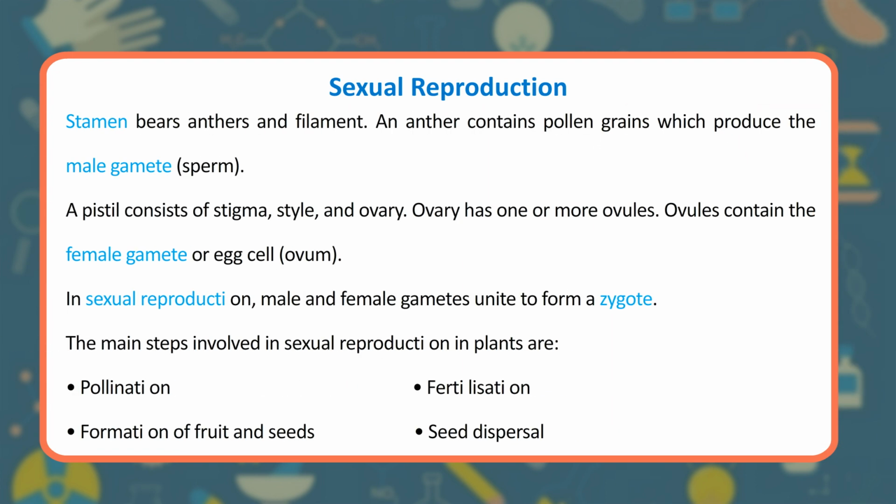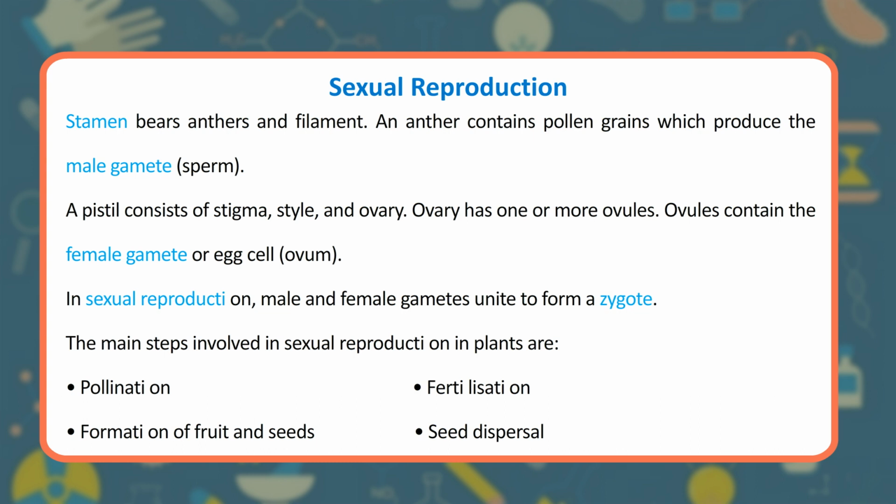Stamen bears anthers and filament. An anther contains pollen grains which produce the male gamete, sperm. A pistil consists of stigma, style, and ovary. Ovary has one or more ovules. Ovules contain the female gamete or egg cell, ovum. In sexual reproduction, male and female gametes unite to form a zygote.